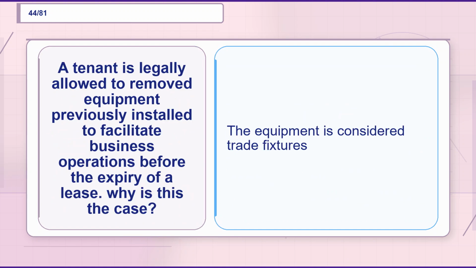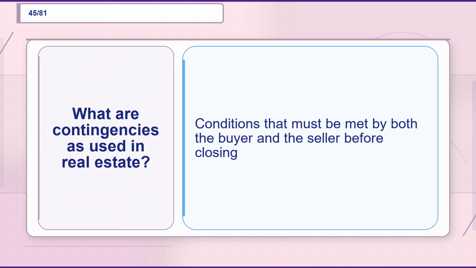Term: A tenant is legally allowed to remove equipment previously installed to facilitate business operations before the expiry of a lease. Why is this the case? Definition: The equipment is considered trade fixtures. Flashcard 45. Term: What are contingencies as used in real estate? Definition: conditions that must be met by both the buyer and the seller before closing.